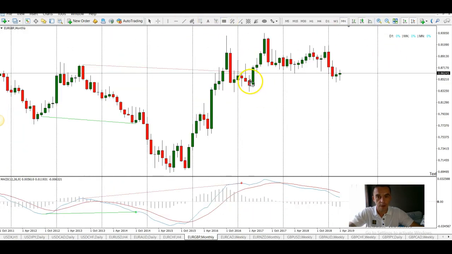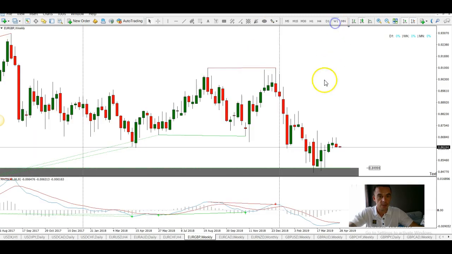So monthly area here on the British pound USD. We did talk about this last week. You can see it's come down to test it, and it actually broke out of this area here. So we are looking for a selling opportunity on it. We get back in on a sell.